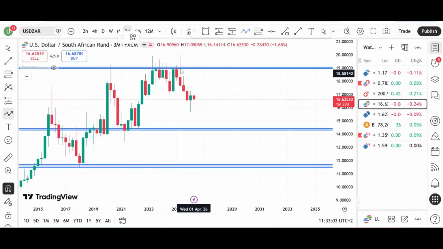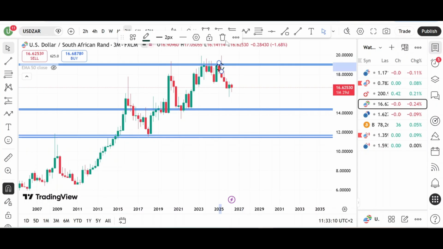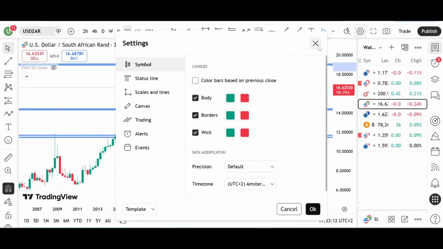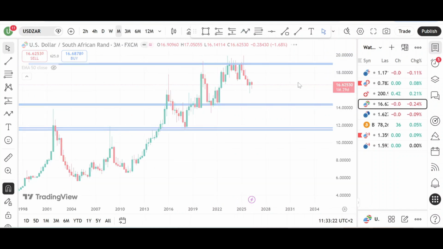You are seeing a very thin bar here. As you can see, this shows that we are seeing bearish momentum, so the sellers might be strong enough to turn the market down here. So let's go to a monthly time frame to see what is happening.